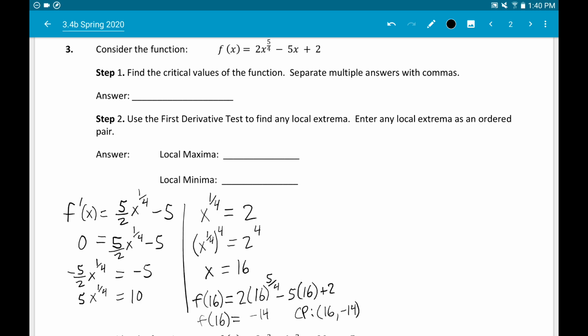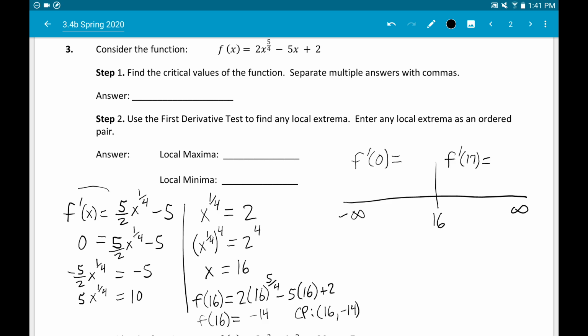All right, and next comes our number line. So negative infinity to infinity again. Plot your x value on here with 16. You've got the two intervals again. For the left interval, you need something less than 16 to go into the derivative. I want to pick 0. For the right interval, you need something bigger than 16, so I'm going to pick 17. And again, these are going into the derivative right here.